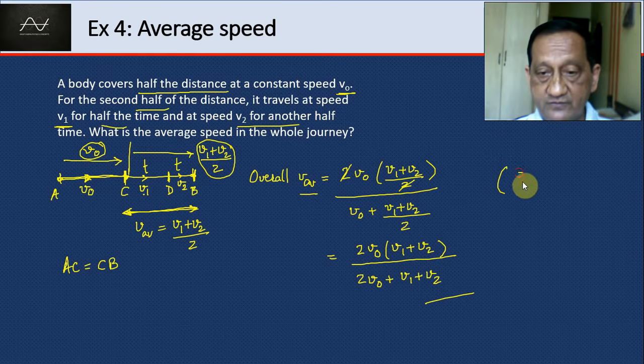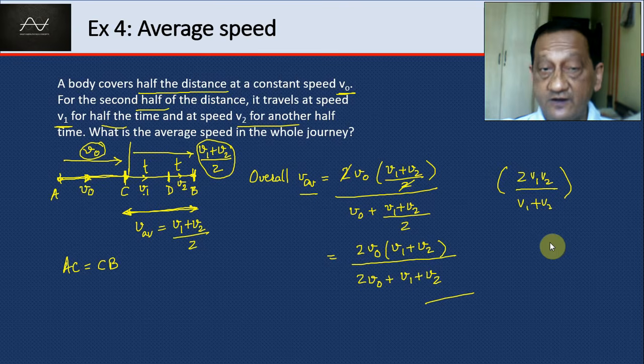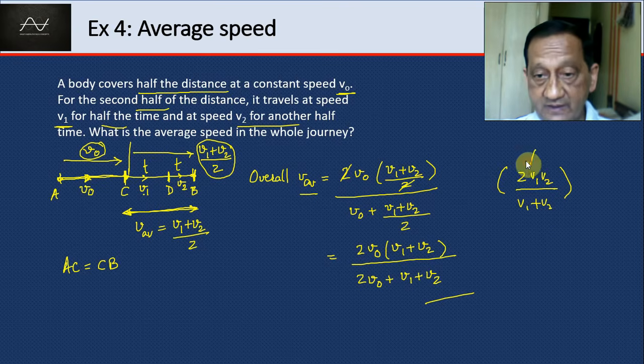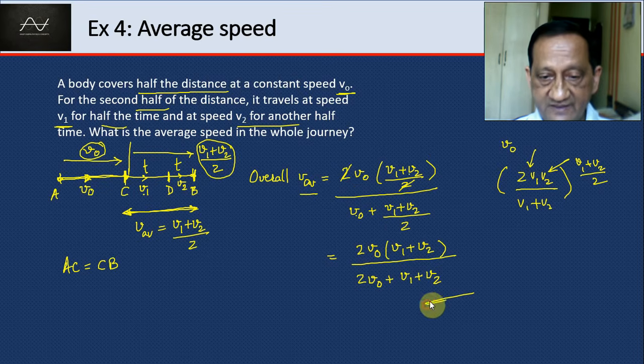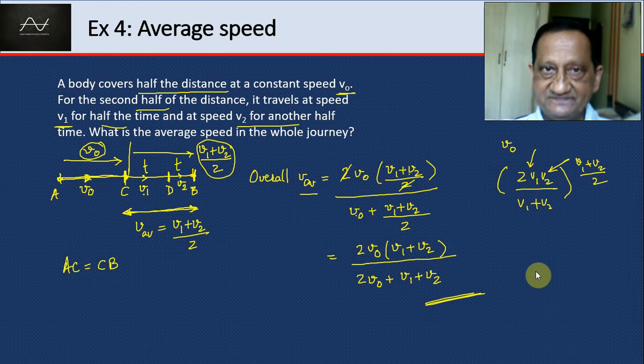Remember, the harmonic mean was 2 v1 v2 by v1 plus v2, right? Now don't get confused with the nomenclature here. This v1 v2 were the two speeds in the two halves of the distance. Right now our v1 is v naught and our v2 is actually v1 plus v2 by 2. Okay. So 2 v1 v2 divided by v1 plus v2 by 2, we have this as the answer. There were three different speeds. Clear? Interesting, isn't it?